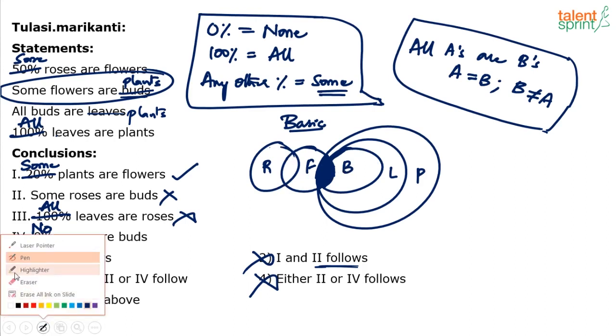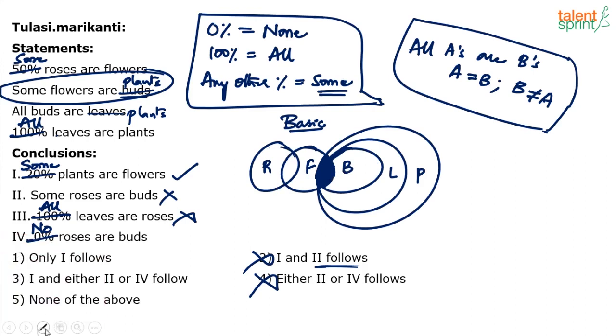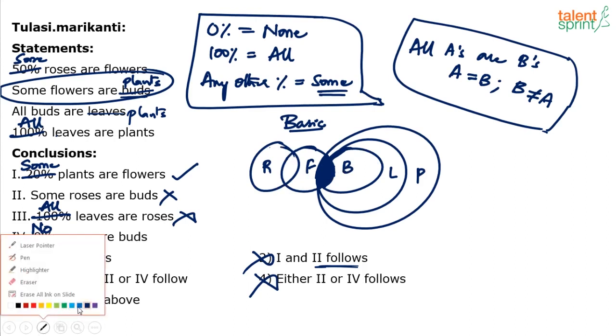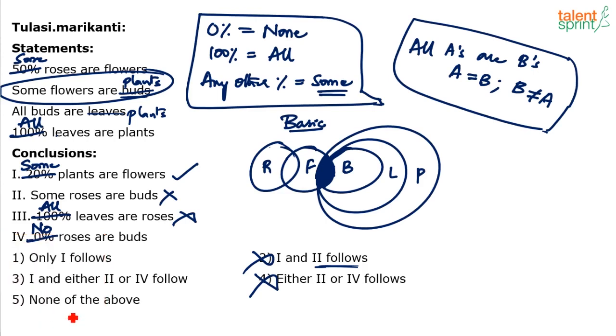Now let me show you a possible way of drawing the diagram. I'll draw roses in a way that you will find that some change happens here. Look at the original statement. Some roses are flowers and some flowers are buds. So we have drawn it in this way.